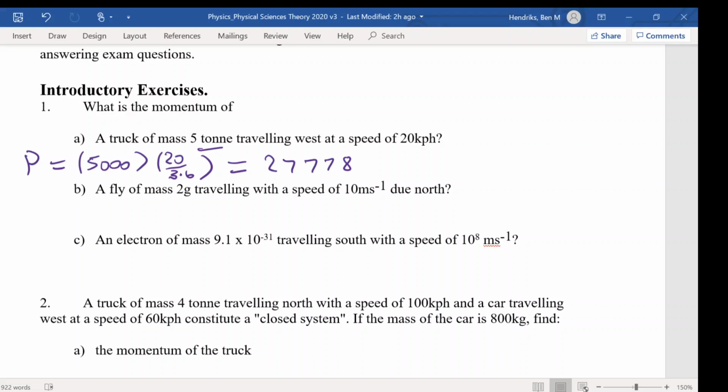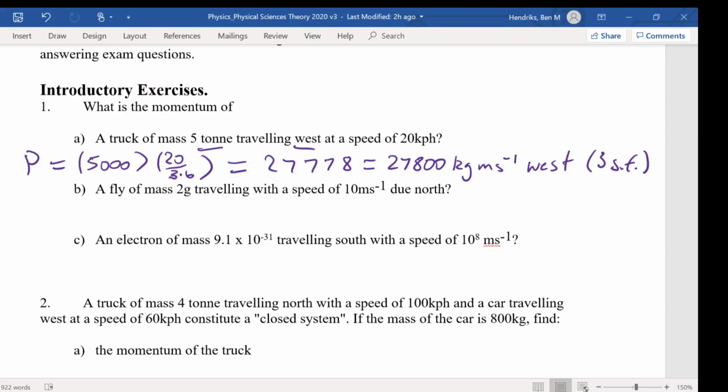That's in kilograms meters per second, but I'm going to take it to 3 significant figures. So it's 27,800 kilograms meters per second. And just note the direction is west, so we have to put that in. And we can just put here 3 significant figures, just to note that we've gone to 3 significant figures.